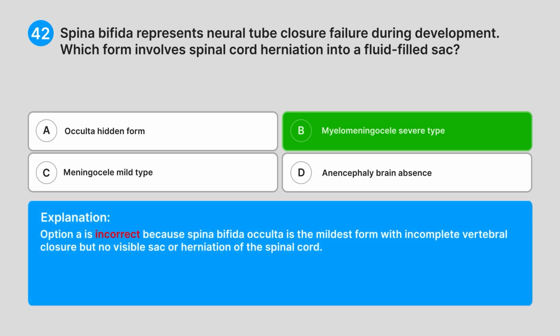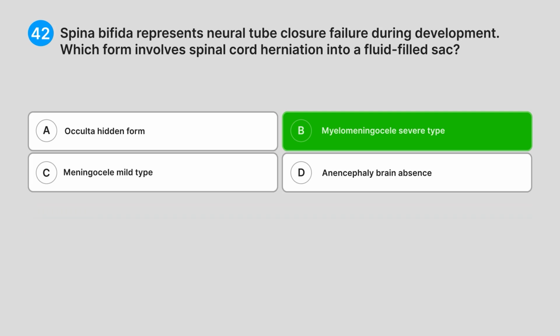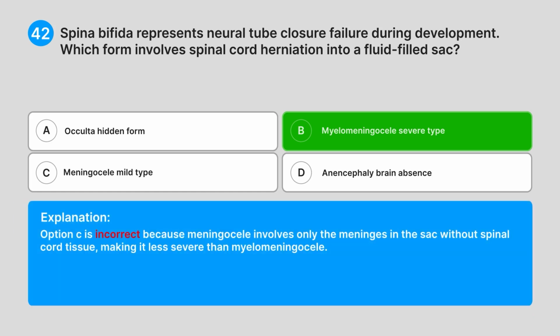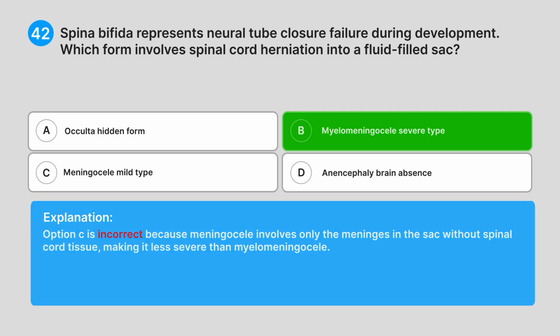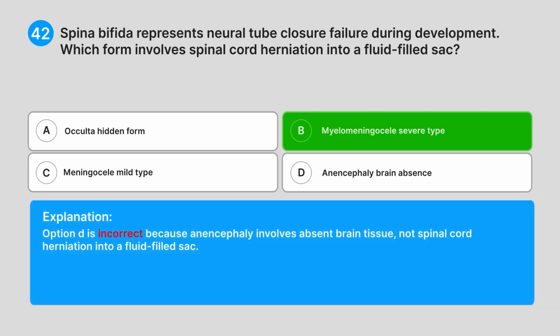Option A is incorrect because spina bifida occulta is the mildest form with incomplete vertebral closure, but no visible sac or herniation of the spinal cord. Option C is incorrect because meningocele involves only the meninges in the sac without spinal cord tissue, making it less severe than myelomeningocele. Option D is incorrect because anencephaly involves absent brain tissue, not spinal cord herniation into a fluid-filled sac.